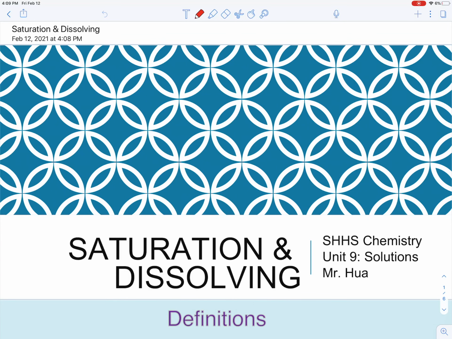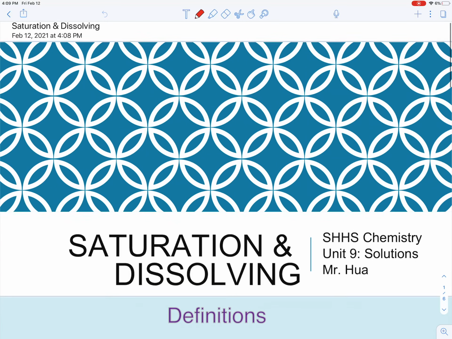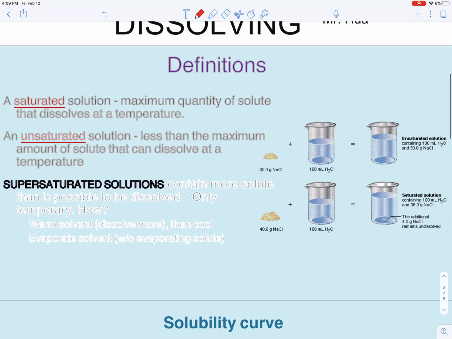Hi everyone, today we've got a short lesson on saturation and dissolving. So, three kinds of solutions. Saturated means that you've dissolved as much as you can at a given temperature.